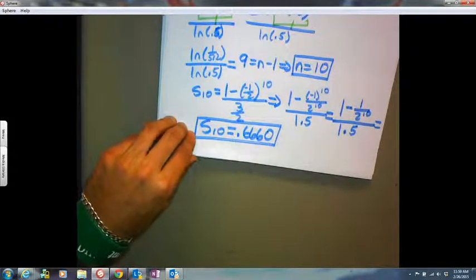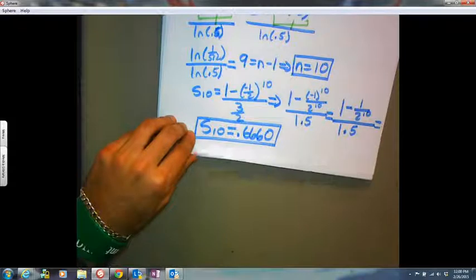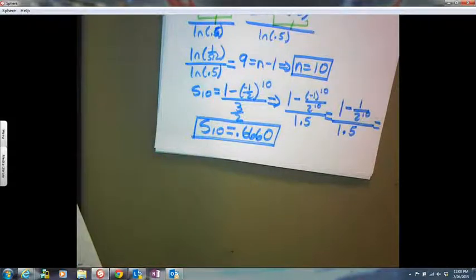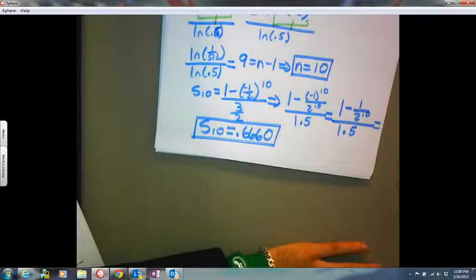Mariah. Okay, so you have to find which term the negative 1/512 was, right? That's right. Use that as a formula. That's right.